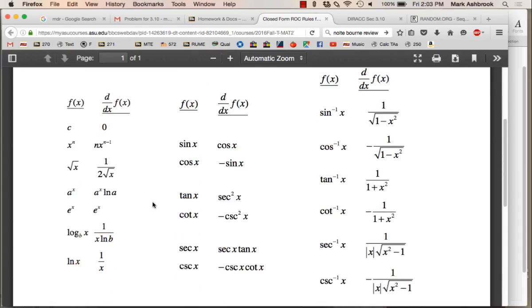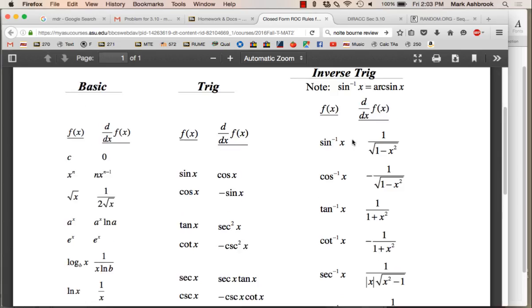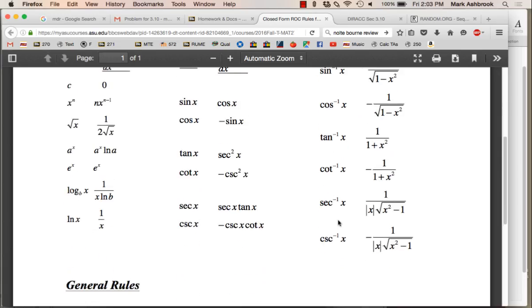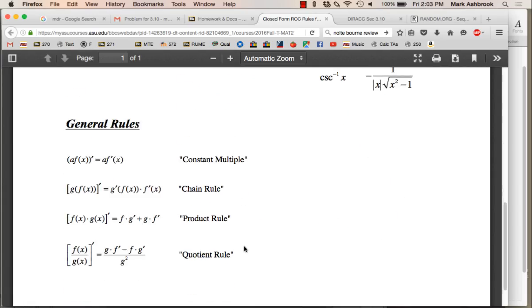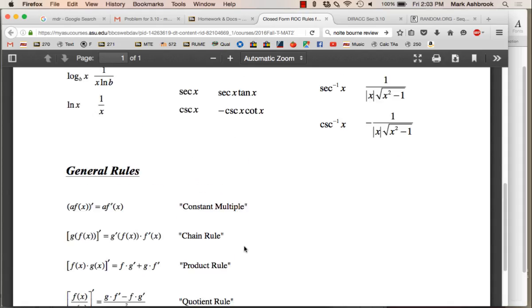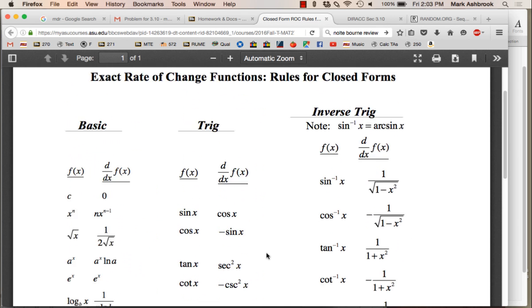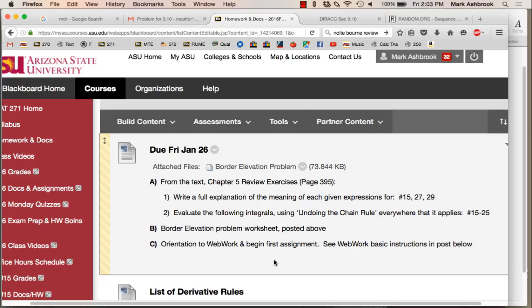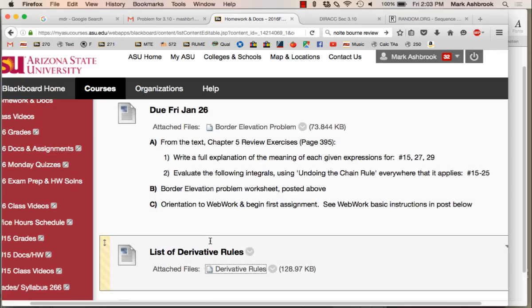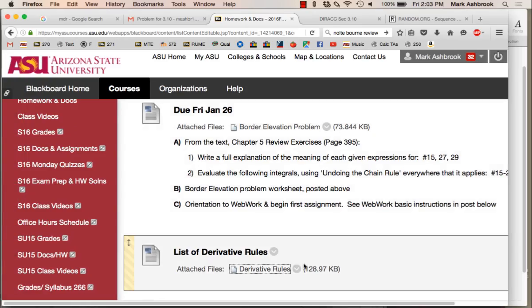You have all your basic ones here, the 6 trig functions, the 6 inverse trig functions, and to the right of each of those is their derivative, and then just the general rules down here: chain rule, product rule, quotient rule, constant multiple. So that is posted here in the homework. Right now it's below today's homework, the one that was due today. I'll keep moving it up towards the top so you can find it. So it's this list of derivative rules.